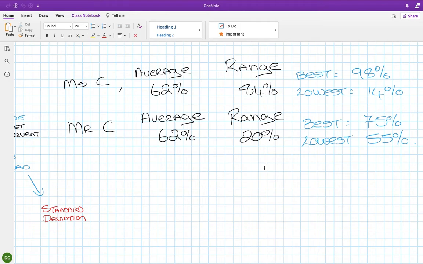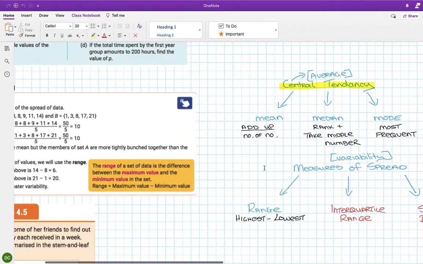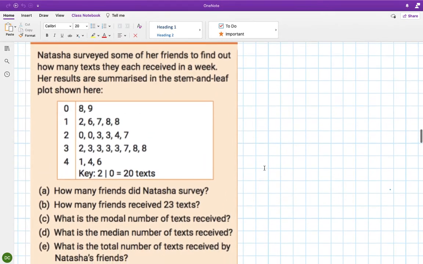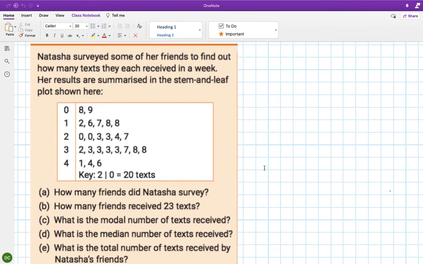Okay, that's where a range or a measure of spread is important, because it gives you an insight into the data. All right, so here's a question, we'll do this. Natasha surveyed some of her friends to find out how many texts they each received in a week. Her results are summarised in a stem and leaf plot. There's your stem and leaf plot. How many friends did Natasha survey?